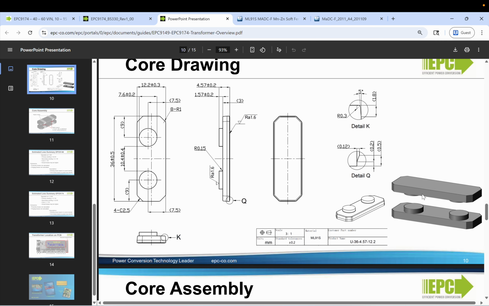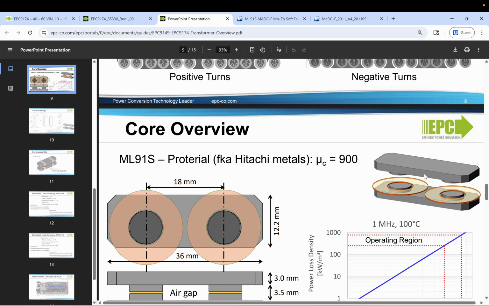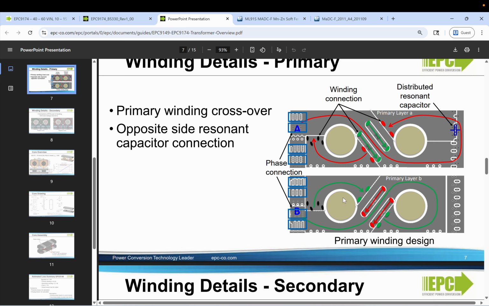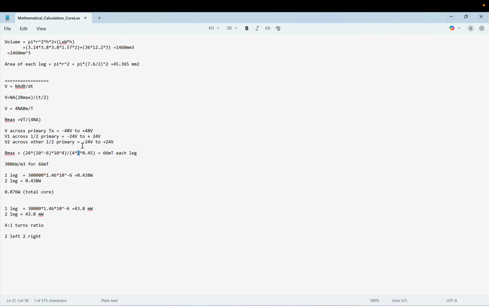You're considering this as one transformer, this as one transformer. So across this first leg you have 1 turn, 2 turn. So that's why you put 2 turn here. And 0.45 is this specific area of the core. So you get 66 millitesla.